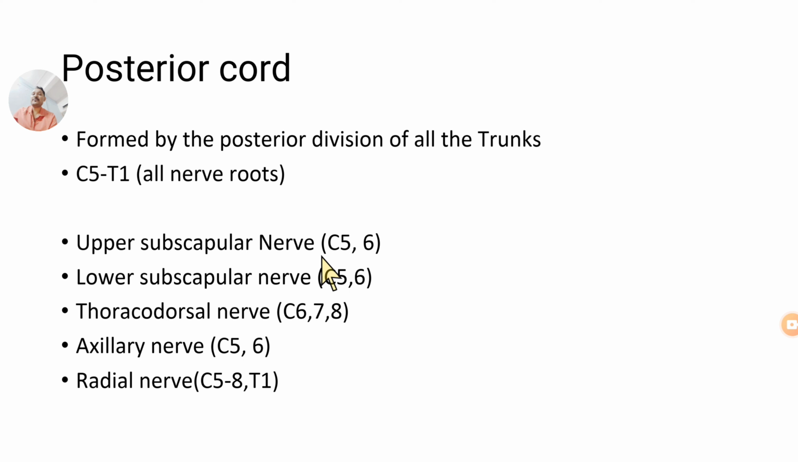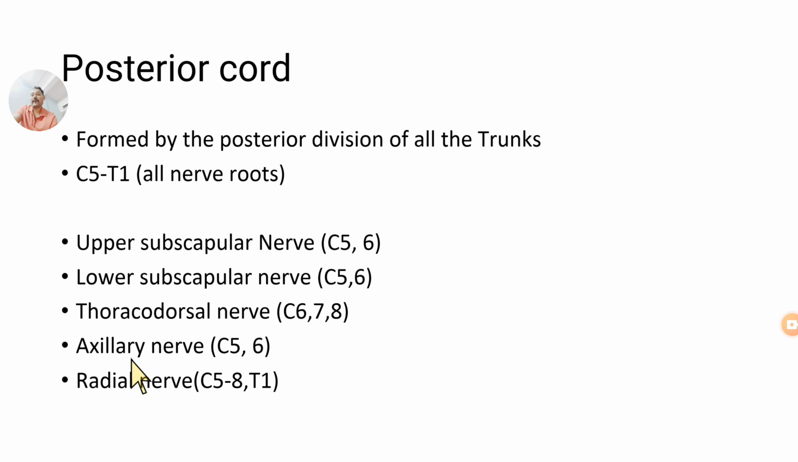As I said, the upper portion has the upper roots C5, C6. You will see the lower subscapular nerve arises very early. So C5, C6, the middle subscapular nerve, or we'll call it the thoracodorsal nerve, sister of these two. This is a major nerve that supplies our latissimus dorsi muscle. The thoracodorsal nerve goes to that muscle. Okay, it is the big back muscle.